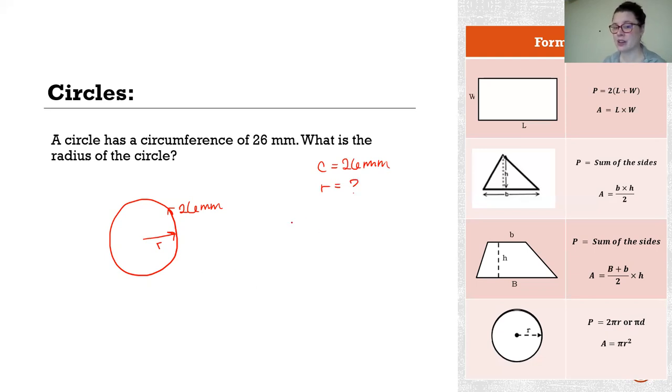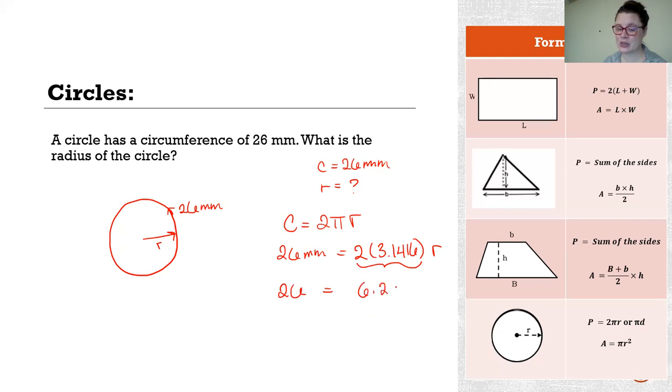So let's start with our formula. How are circumference and radius connected? Well, circumference or perimeter is 2 pi times the radius. I know what the circumference is, so we can fill that in. So 26 equals 2 times 3.1416 times the radius. Now we can combine these two right at the beginning. So let's do that. 26 is equal to 6.2832 times r.